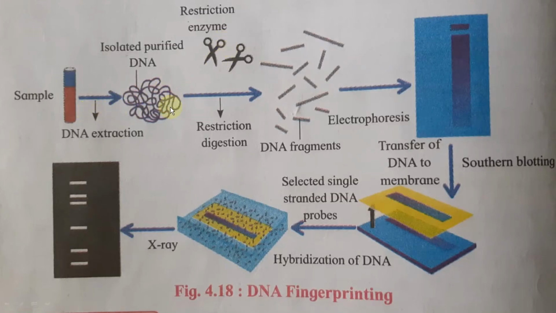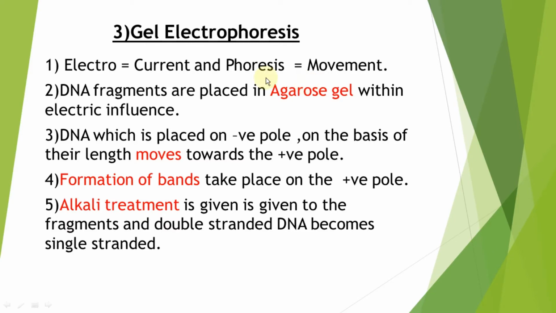See, the sample is collected, the long DNA is there, and it is cut with the help of molecular scissors, not actual scissors. That enzyme is used for cutting, and the DNA is cut into a number of fragments. Okay, then the third step is gel electrophoresis.